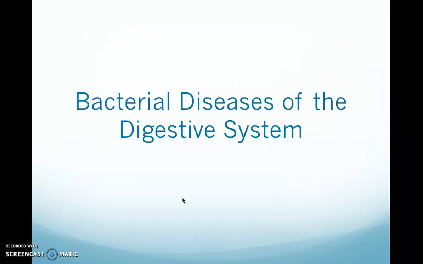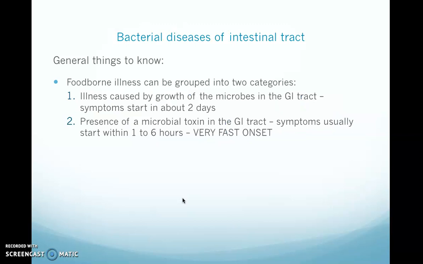So next, let's talk about some of these bacterial diseases. Some general things to understand. When we talk about foodborne illness or food poisoning, there are two basic categories. First, illnesses caused by growth of the actual microbes colonizing the GI tract or our intestines. And these operate a little bit more slowly.